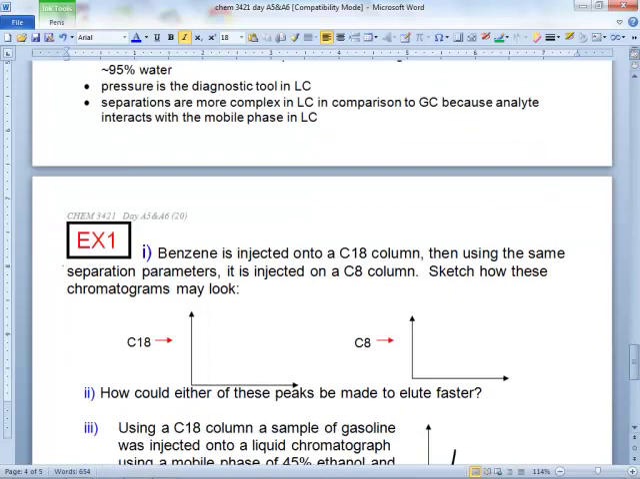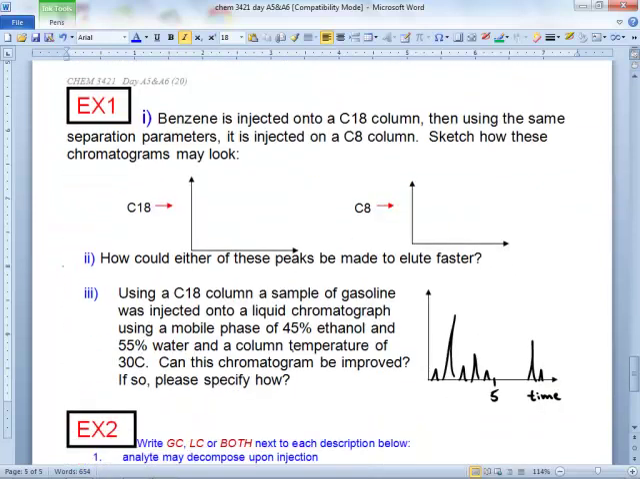So you can read through those, but benzene. Benzene is injected. Now, if you can answer this question, I think you're really following along here. Benzene is injected onto a C18 column. Then, using the same separation parameters, not changing anything, it is injected onto a C8 column. Sketch how these chromatograms may look. So I'm going to give you what benzene looks like. Benzene is how many compounds? How many peaks should I see? Just one. It's one compound, right? So I should see one.